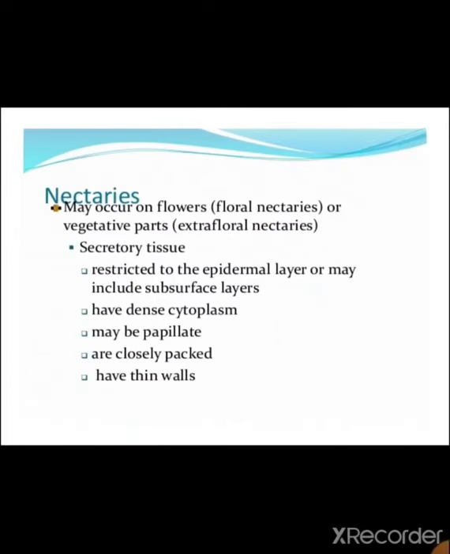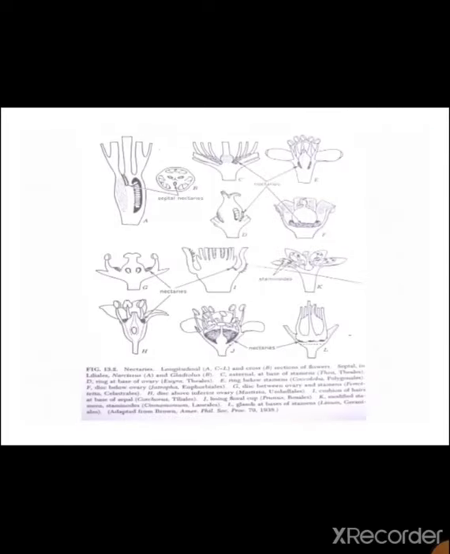The next type is nectaries. They may occur on flowers or vegetative parts, as extrafloral nectaries, known as secretory tissue, restricted to the epidermal layer or may include subsurface layers also. They have dense cytoplasm, may be papillate, are closely packed, and have thin walls. The diagram shows various types of nectaries.